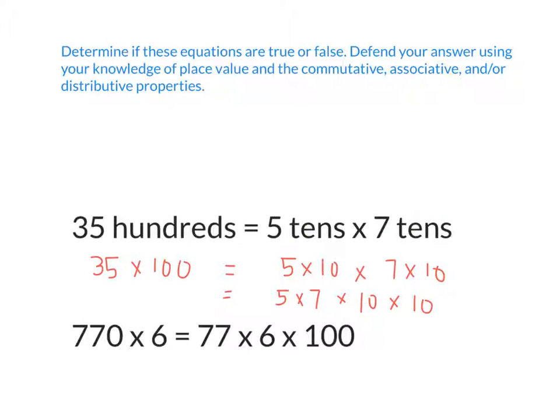So I can say that this statement right here is true because the commutative property shows that 5 times 7 is the same thing as 35, and 10 times 10 is the same thing as 100. Does that make sense? Very good.